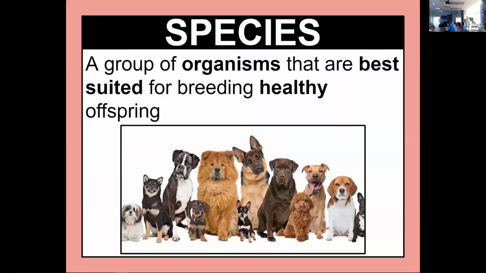Species: a group of organisms that are best suited for breeding healthy offspring. The general idea is that all members of a species can interbreed and have healthy offspring. That's not a hard and fast rule, just a general definition. For instance, all dogs are Canis lupus. The domesticated dog is a subspecies called Canis lupus familiaris, right? Familiar.